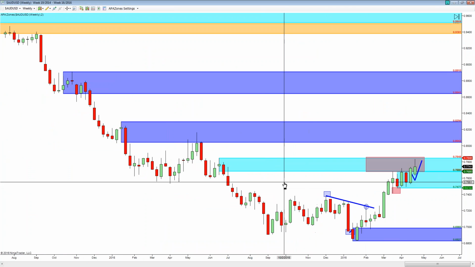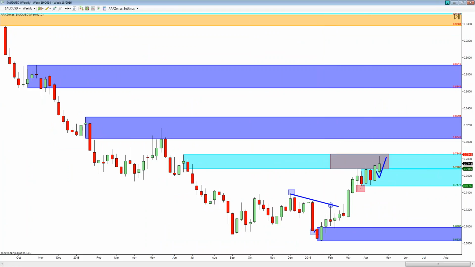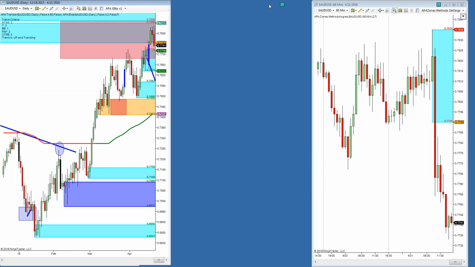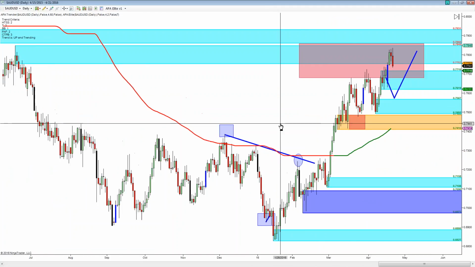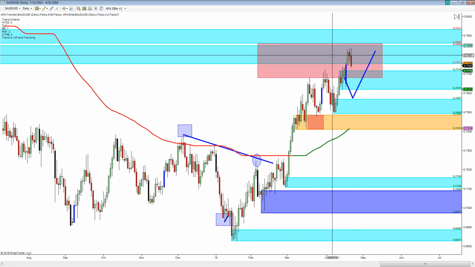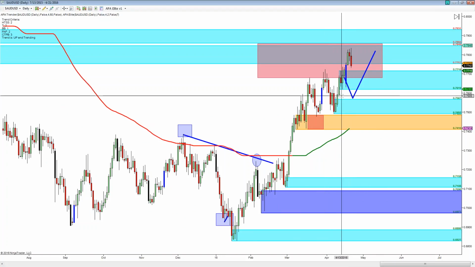Here on the weekly, you can see price is up in a weekly supply zone. Got a reaction from it already, but looks like we made a new high this week, so looks like we're going to continue the uptrend. Let's take a look at the daily. And here on the daily, you can see we made a higher high 2 days ago, and now we're coming down off this daily supply zone.